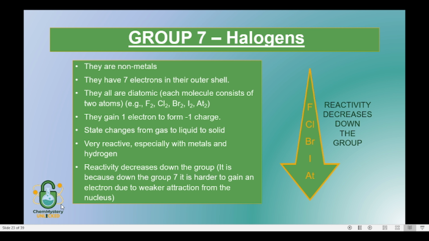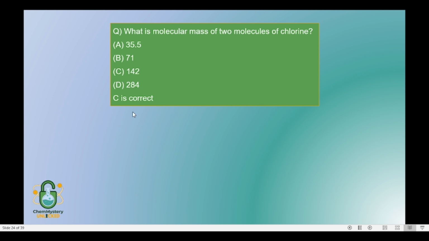Now let's move on to a question which is mostly asked in the papers. What is molecular mass of two molecules of chlorine? Always remember this. Chlorine exists as a diatomic molecule, which means one molecule of chlorine is Cl2. Now, atomic mass of one chlorine atom is 35.5. So, molecular mass of one Cl2 molecule is 35.5 into 2. So, the answer comes out to be 71. But the question is about two molecules of chlorine.